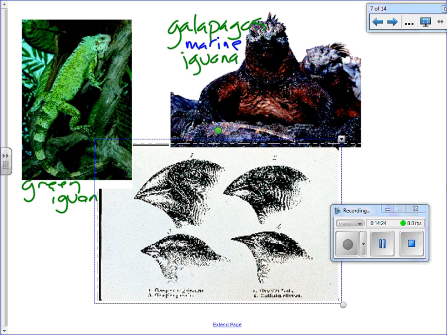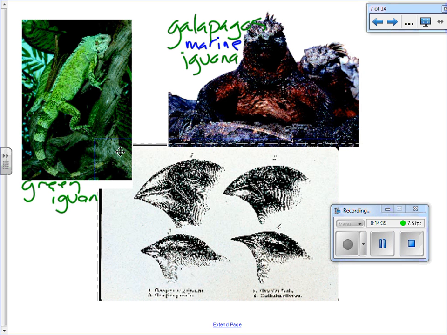All right. So years later, as he looked through all of the samples he had collected and was slowly cataloging them, he came up with this idea. And he said, you know, this iguana looks a lot like the marine iguana. These finches all seem to be very similar, but now they're different. So his idea was that they all came from the same species.